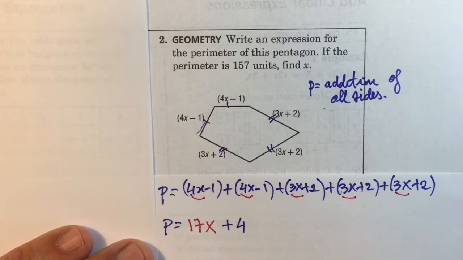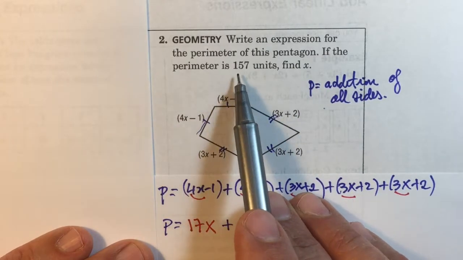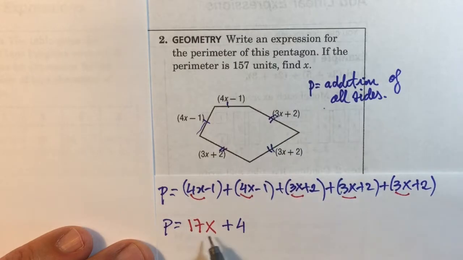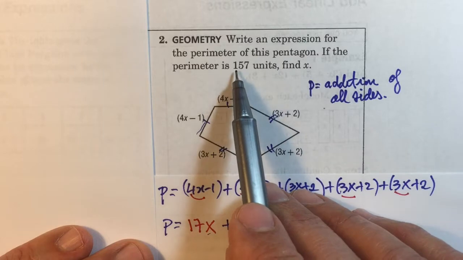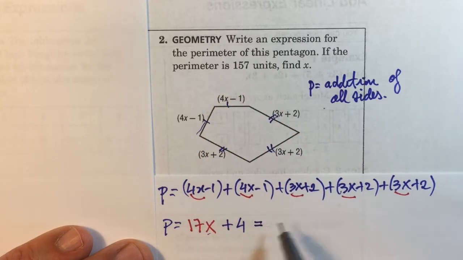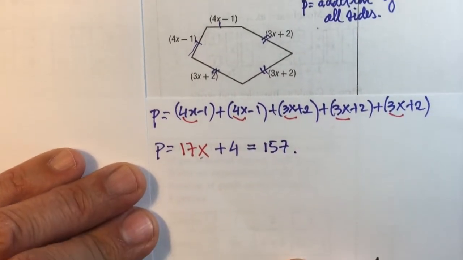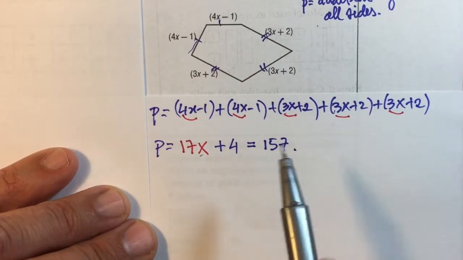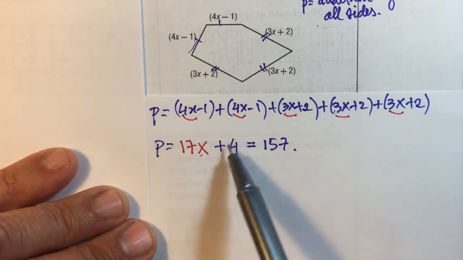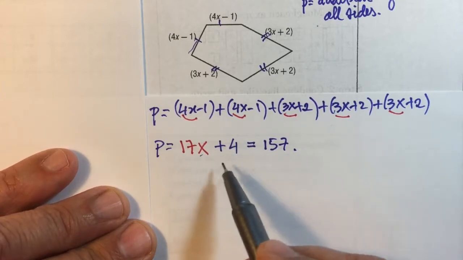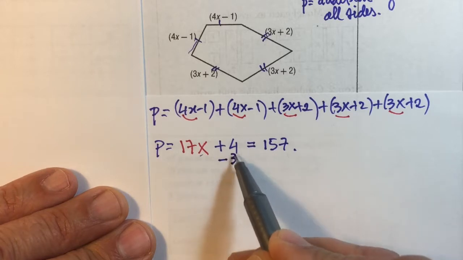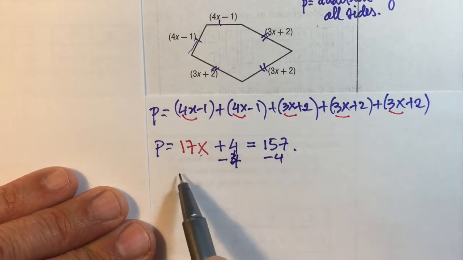Very good. Now, it says if the perimeter is 157 units, I have to find the value of x. Okay, then what I need to do, if this is the perimeter and is 157 units, I'm going to make it equal to 157 units. I'm going to find the x. Remember, in order to find the x, I have to leave the x on the left side and the numbers on the right side. Okay, I'm going to first get rid of the 4. The 4 is adding. I use the opposite operation by subtracting 4.